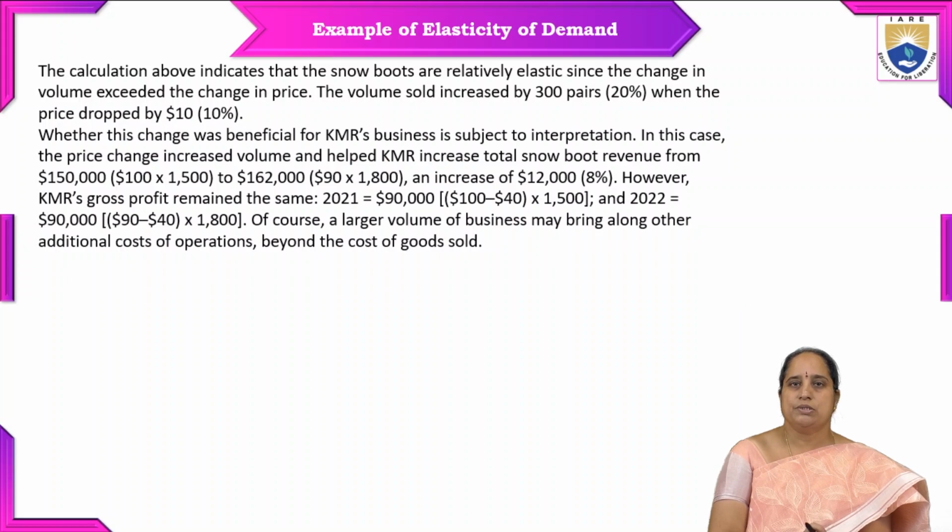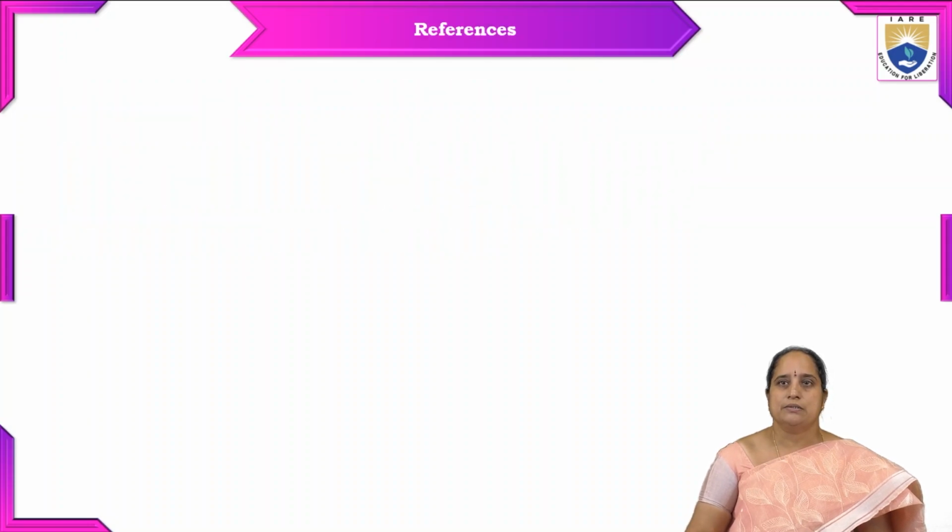In this case, the price change increased volume and helped KMR increase total snowboard revenue from $150,000 to $162,000, an increase of $12,000, almost an 8% increase. However, KMR's gross profit remained the same. In 2021 it is $90,000 and in 2022, $90,000. Of course, a large volume business may bring along other additional costs of operations beyond the cost of goods sold. So this is one of the best examples for elasticity of demand.